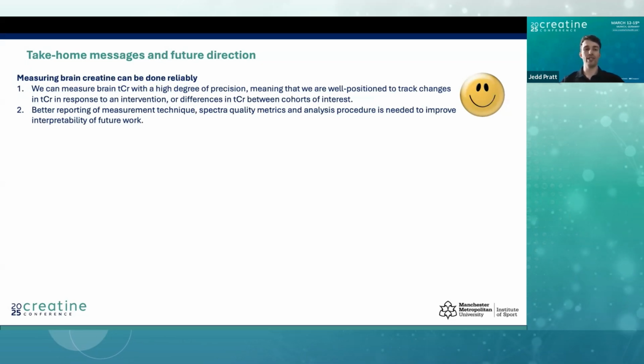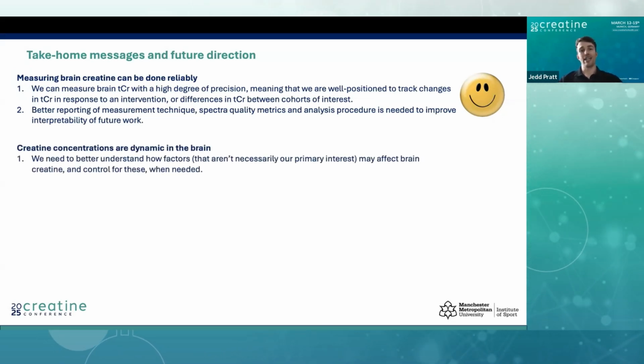And with that, what we need to promote as a scientific community is better reporting of what our analysis parameters are on the scanner, what the quality metrics of the spectra are, because this has a massive effect: what the signal to noise ratio is, what the water full width half maxima are. These really important quality metrics need to be reported so we can critically evaluate the literature that's being published. And this will help to develop our understanding of this area in general.